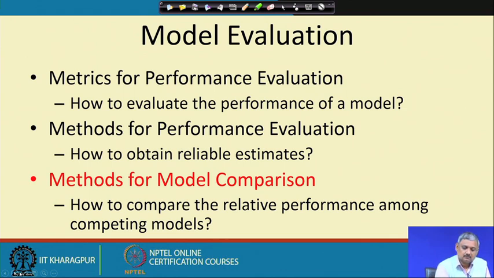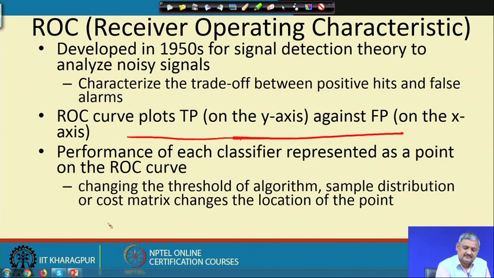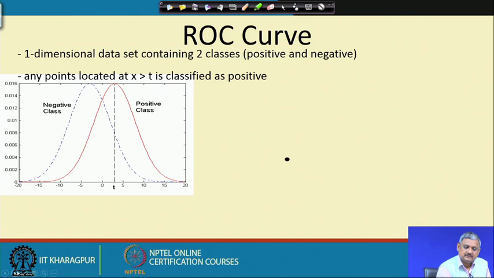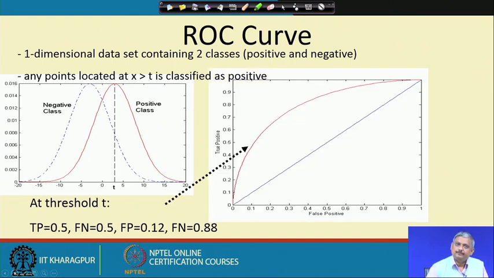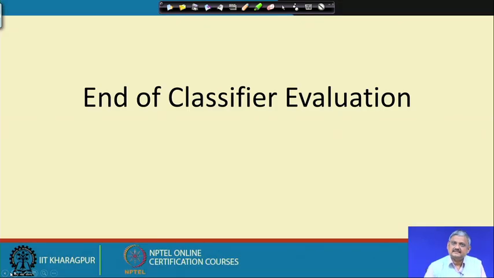How do you compare models? ROC curve. This is the definition: true positive, false positive. And this is important. All right, so this looks like this. Area under the ROC curve is a good measure. So, I am not listing all of them, you can go through them: tests of significance, many things. So, that is how you measure it.